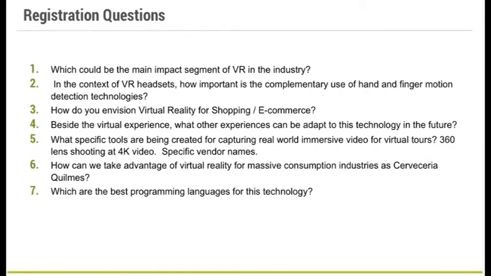In the context of VR headset, how important is the complementary use of hand and finger motion detection technologies? Well, again, this has two sides. The first one is that you need to provide a way to interact with your simulation. That's one of the things that you need. It is really important. And the other one is that you need to provide the most accurate representation of reality. And that means that in reality, you have hands and you can use them to interact with things that are around you. So anything that you can adjust to that, it's better.